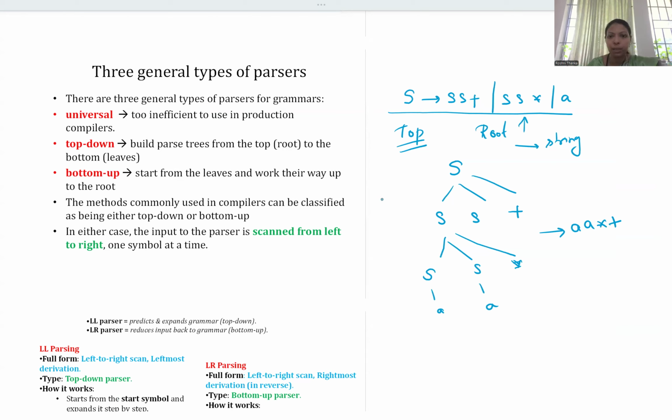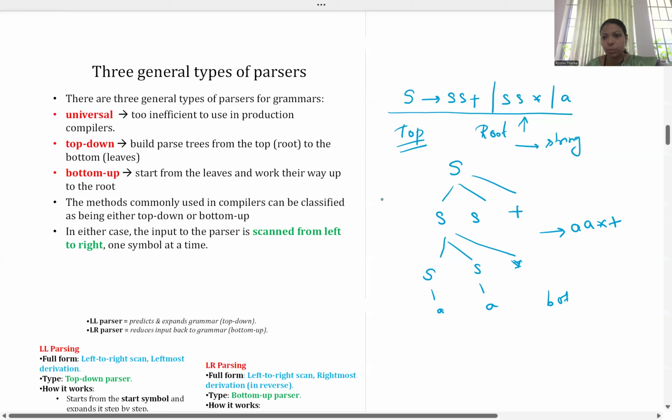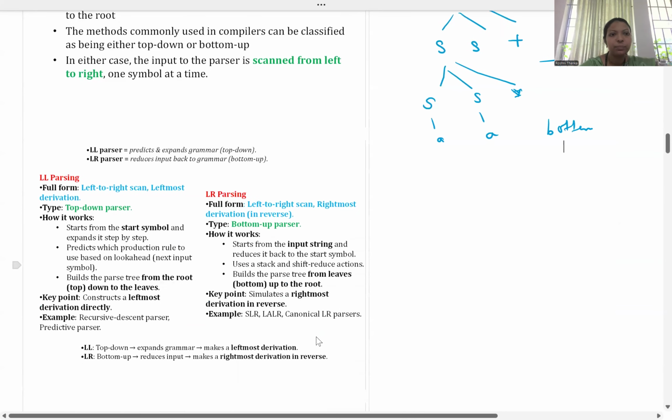What is bottom-up parsing? From the leaf nodes, I will work up and then I'll reach the root. Then it is bottom-up parsing. So these are the two types of parsers we are mostly using. So we'll discuss them one by one.